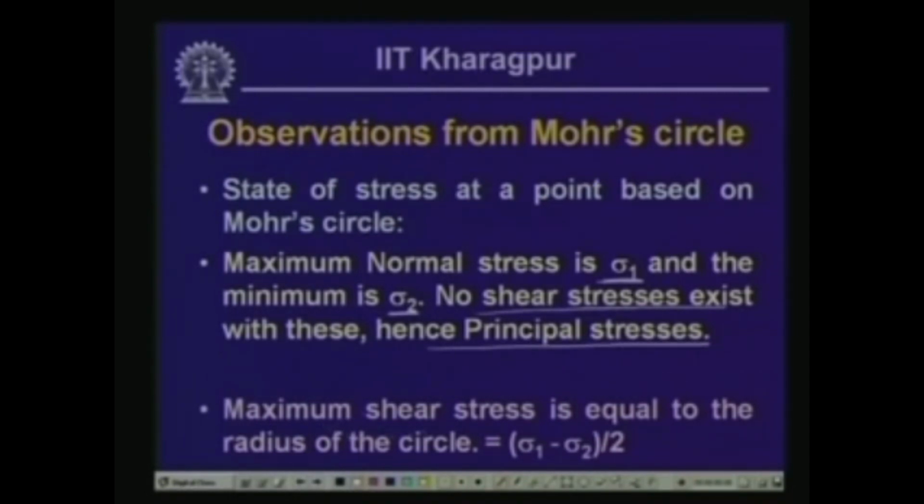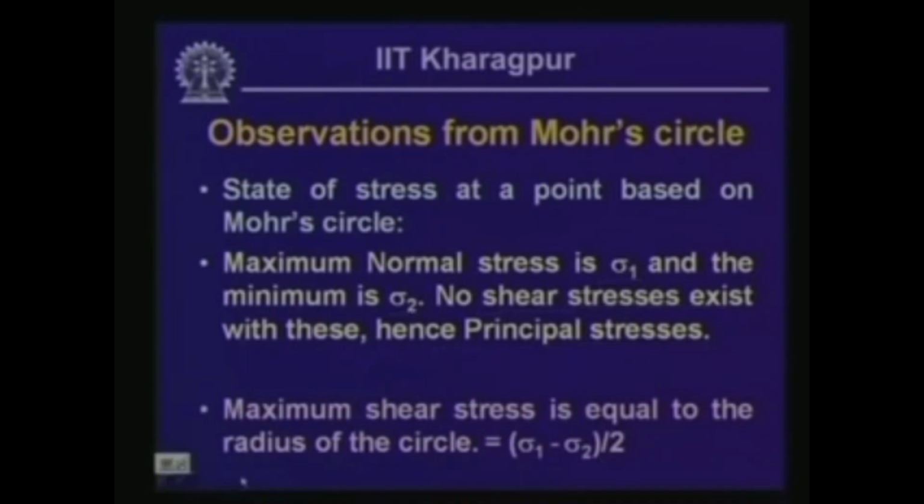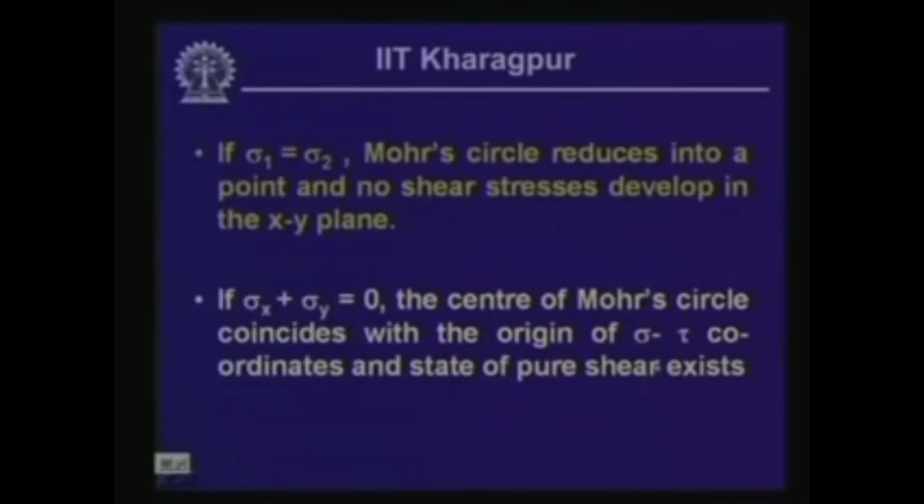Also, we have seen that the maximum shear stress is equal to the radius of the circle, which is square root of ((sigma x minus sigma y) by 2) square plus tau x y square, and the radius is nothing but, in terms of sigma 1 and sigma 2, (sigma 1 minus sigma 2) by 2, which we have seen earlier through our transformation equation as well. Also, if sigma 1 and sigma 2 are equal, then the Mohr circle reduces to a point and there are no shear stresses developed in that xy plane.